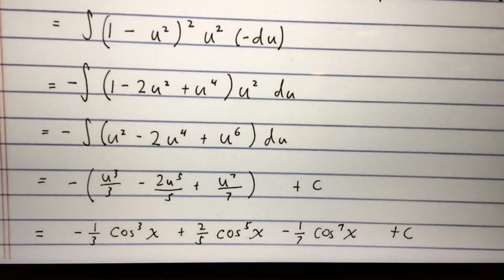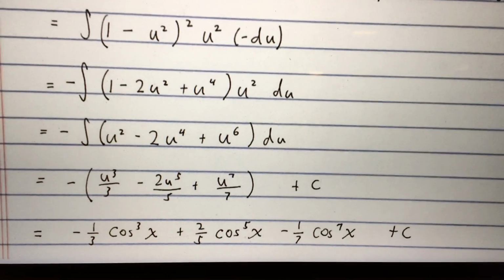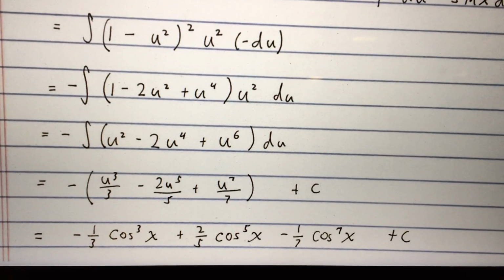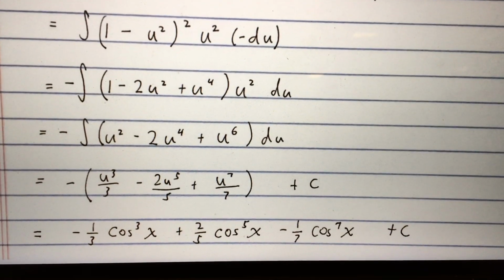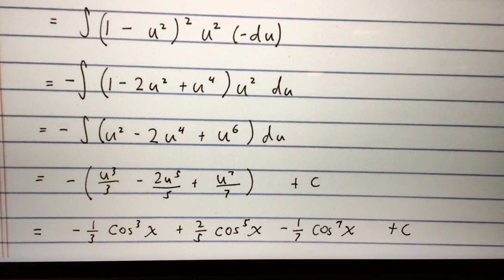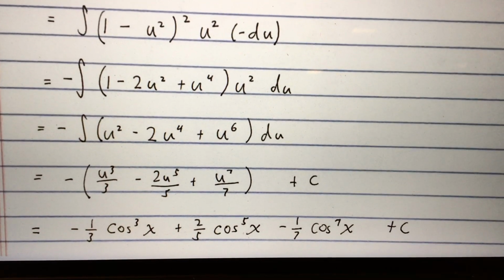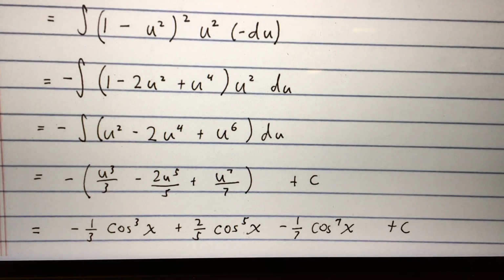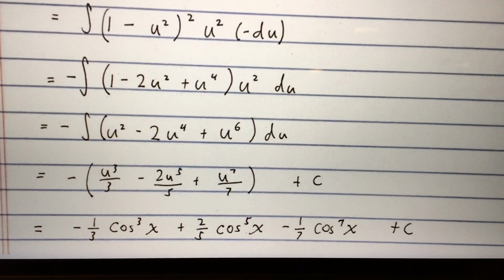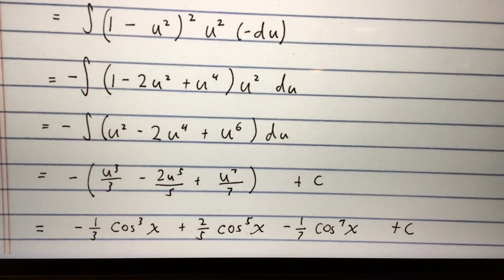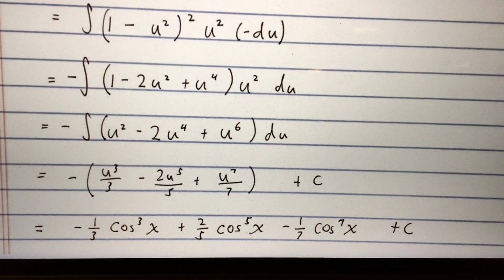However, that's not really my answer because u is equal to cosine. So I go back through and plug in cosine for each of those. Cosine cubed x, cosine to the 5x, cosine to the 7x, and of course I had to keep those denominators I got from the raise and divide. And be careful with the minus sign. It made the first one negative, the second one positive, and the last one negative when I multiplied the negative through.